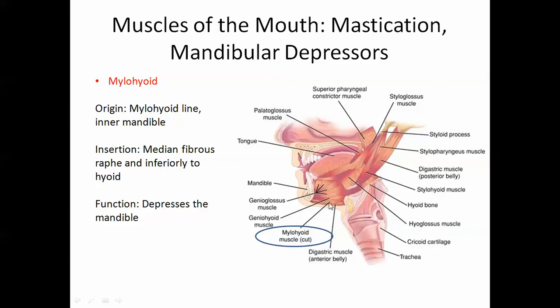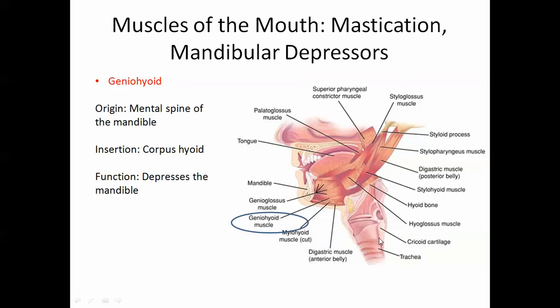So it's another one of these muscles, and we call it the lower triangle, but it's right underneath your chin. And it depresses the mandible as well. So these are all mandibular depressors. If you just organize them as mandibular depressors, you only have to memorize one function. Okay? And then, remember how we had the genioglossus? We also have a geniohyoid. And it also depresses the mandible.